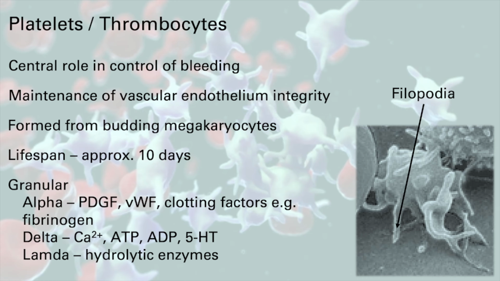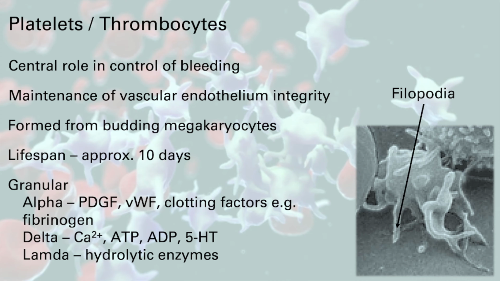Alpha granules are rich in platelet-derived growth factor, or PDGF, von Willebrand factor, or VWF, and various clotting factors including fibrinogen. Delta granules contain calcium, ATP, ADP, and 5-hydroxytryptamine, which is another name for serotonin. Finally, the lambda granules are rich in hydrolytic enzymes.